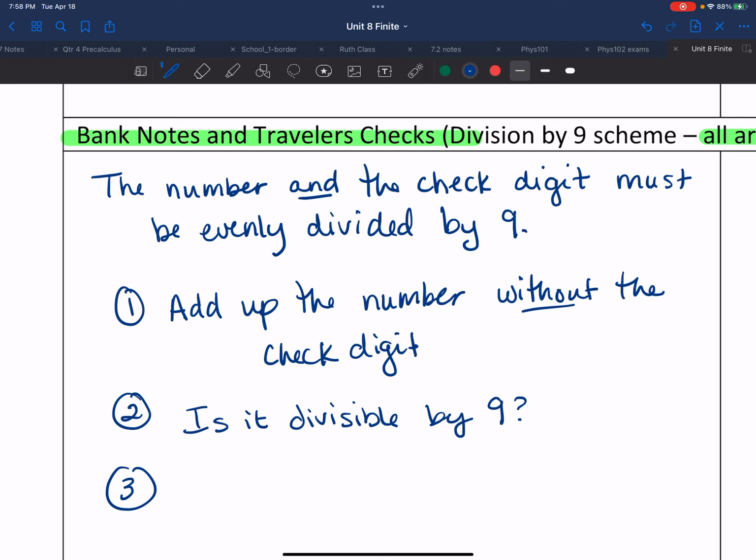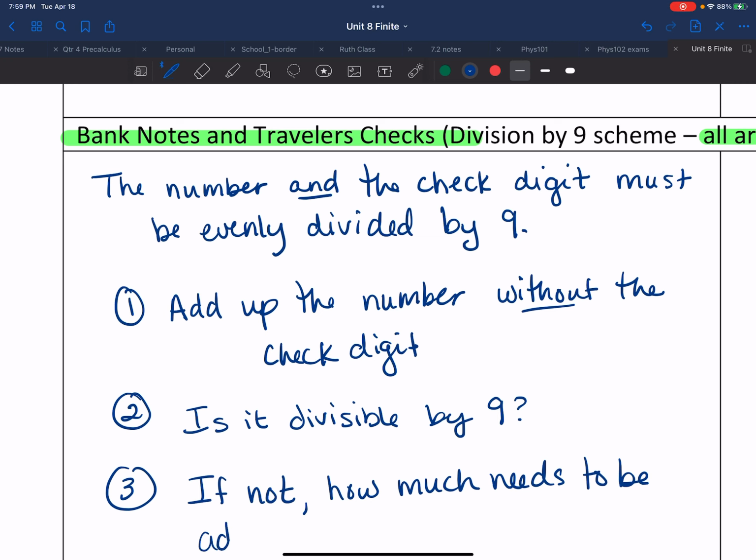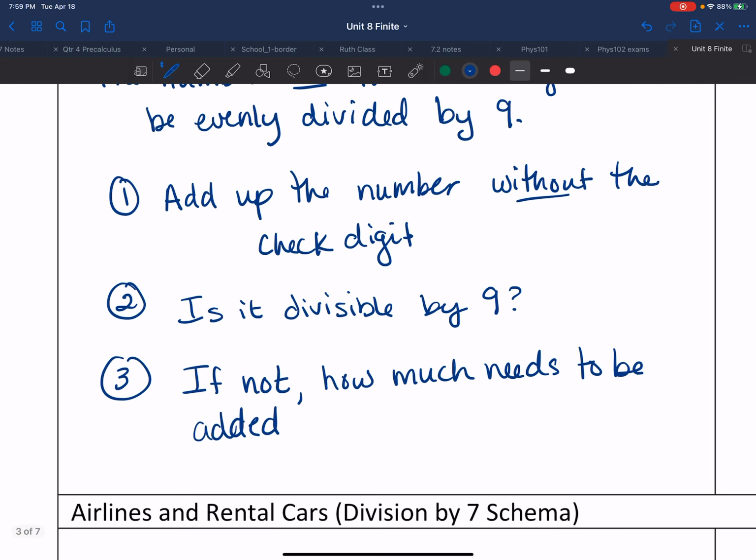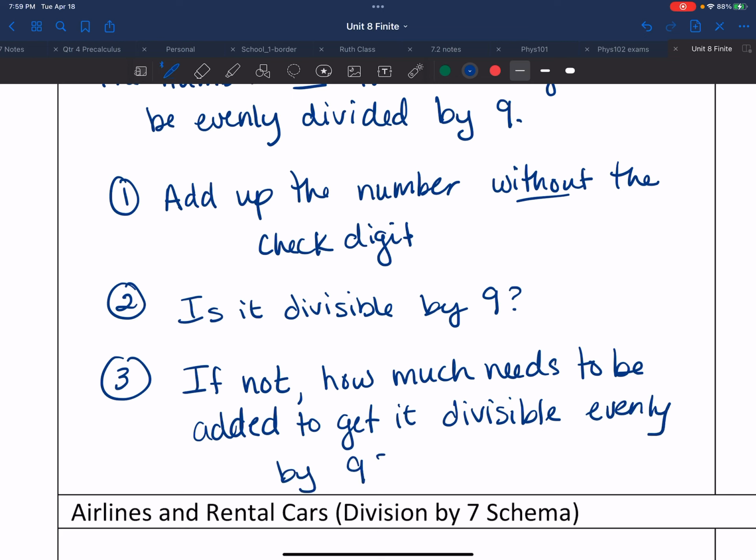If it's not, how much needs to be added to get it divisible evenly by 9? And that number that you got is your check digit.